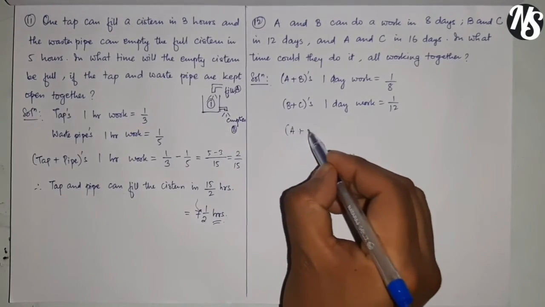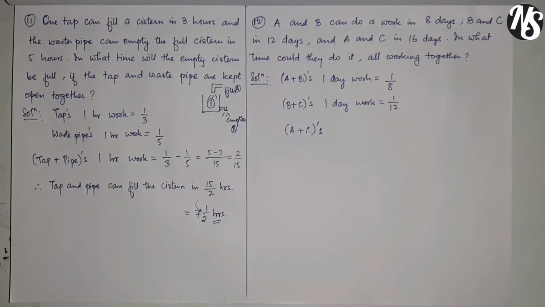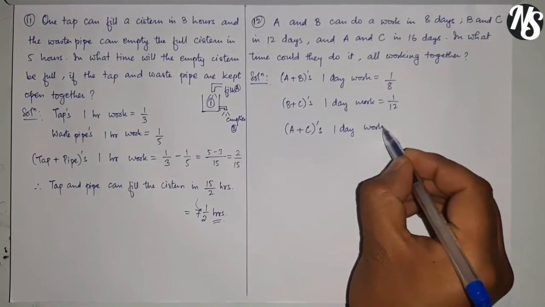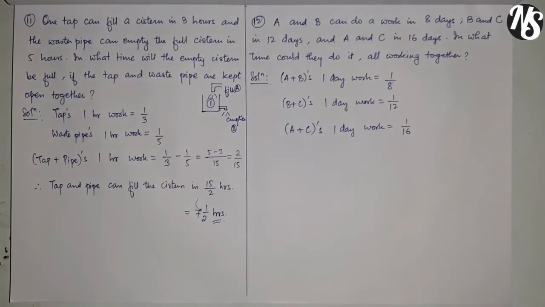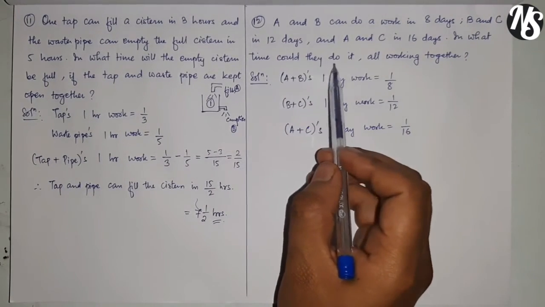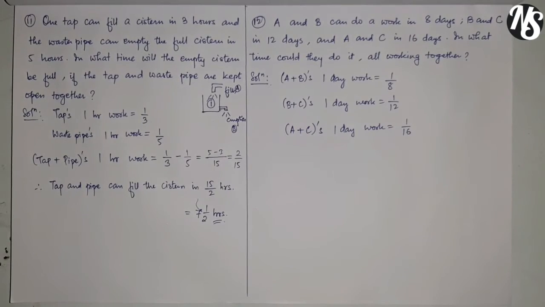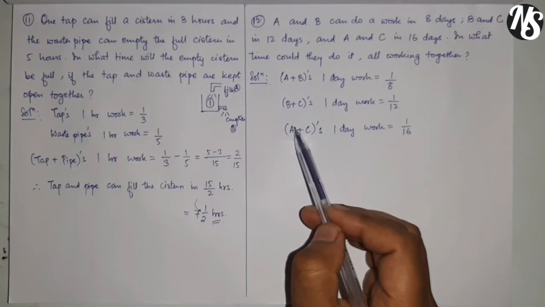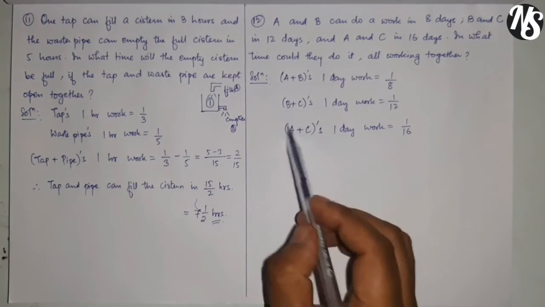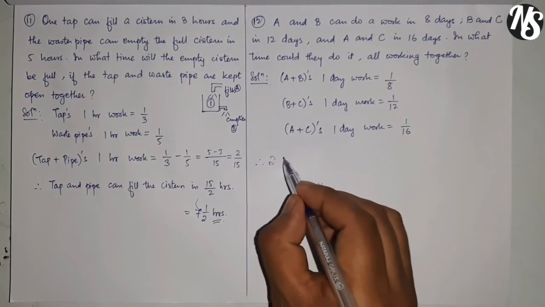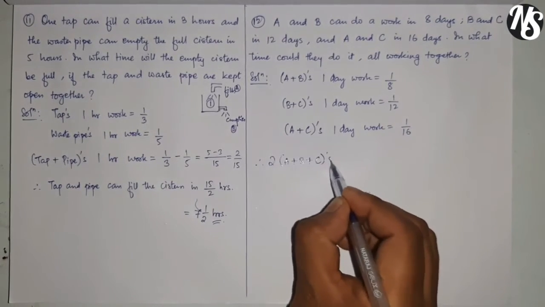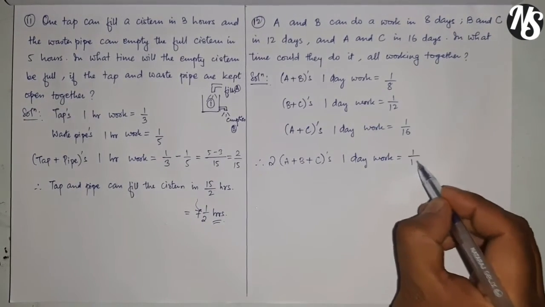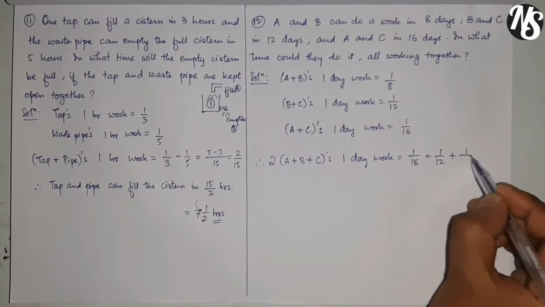And A and C can finish the work in 16 days. That means A and C's 1 day work is going to be the reciprocal of 16, which is 1 by 16. Now, in what time could they do it all working together? That means if I add all these, you get how many A? 1 and 1, so you get 2A, 2B and 2C. Therefore 2 times A plus B plus C is 1 day work. So it will be 1 by 18 plus 1 by 12 plus 1 by 16.